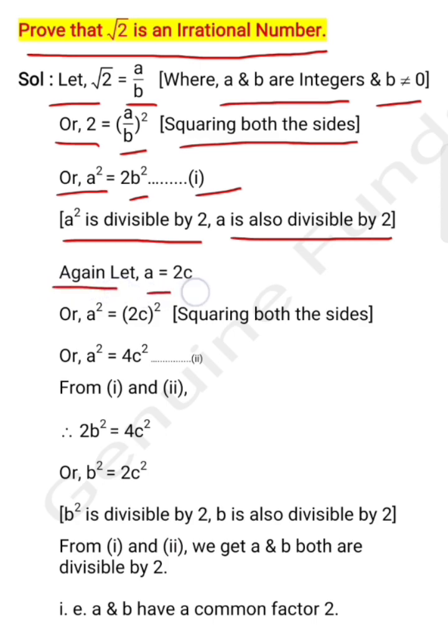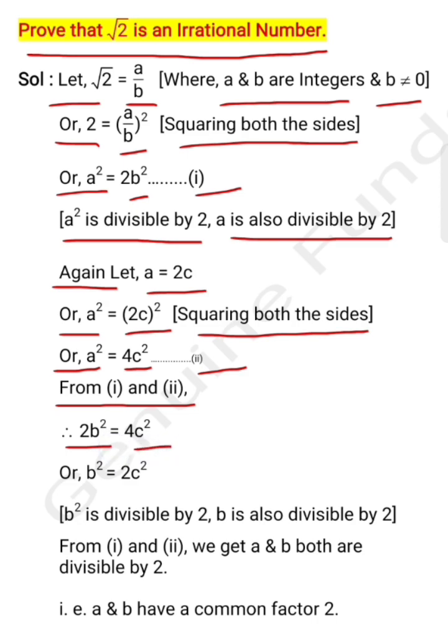Again, let a equal 2c. Or a square equals 2c whole square. Squaring both the sides, or a square equals 4c square. That is two equation. From equation 1 and equation 2, 2b square equals 4c square, or b square equals 2c square. b square is divisible by 2. b is also divisible by 2. From equation 1 and equation 2, we get a and b both are divisible by 2.